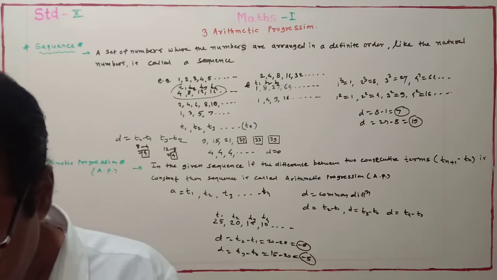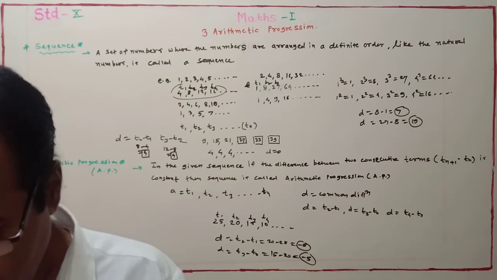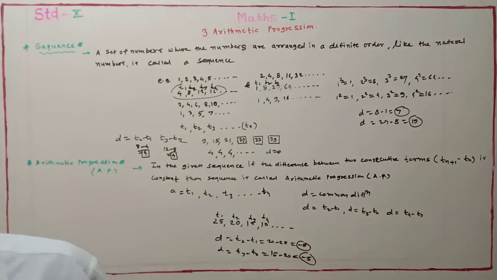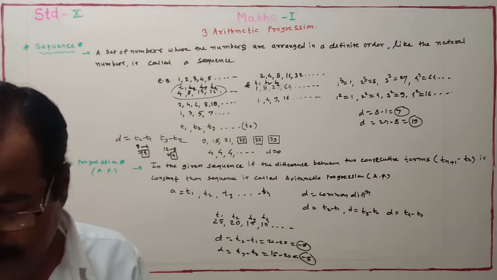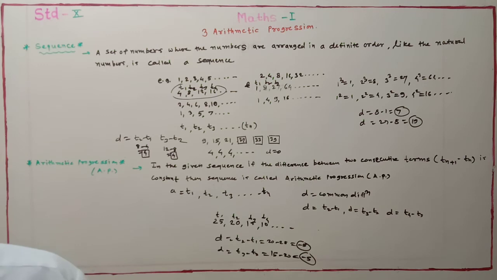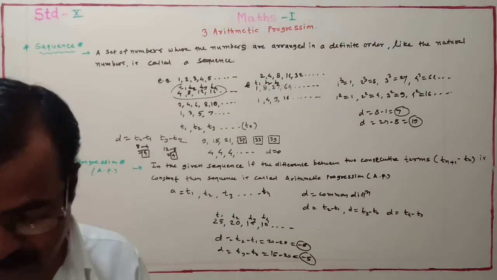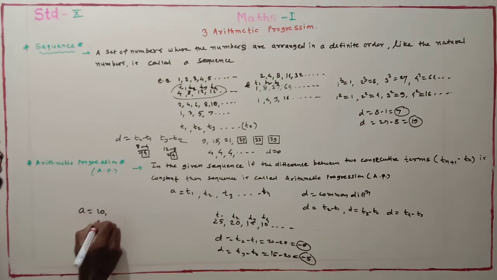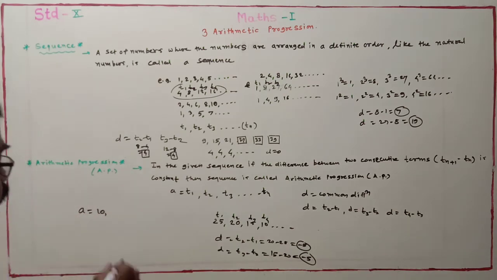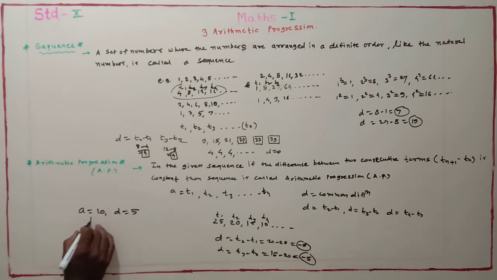In practice set 3.1, if the first term and common difference are given, then we find the given AP. If A is 10 and D is 5, then we calculate the AP.